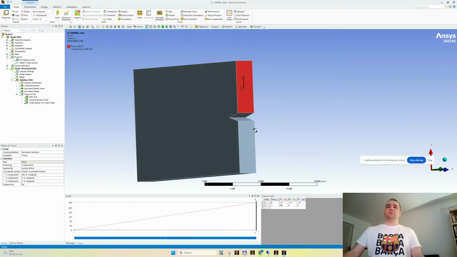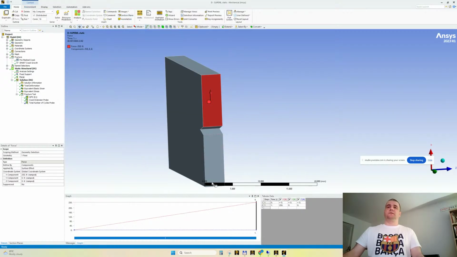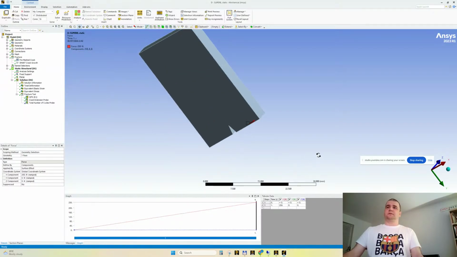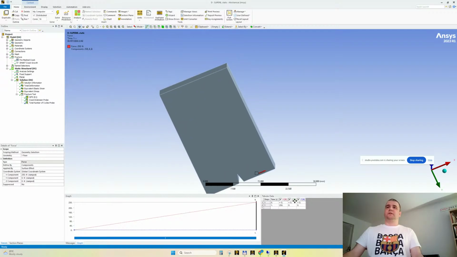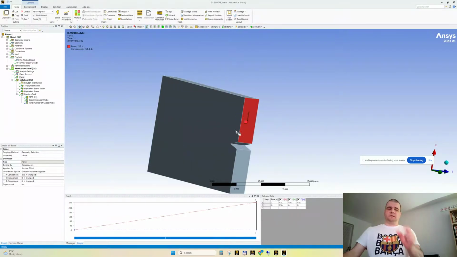geometry, look how small the geometry is. We have like a plate, 4 millimeter plate, yes, and it's 20 millimeter high or something, yes, so it's pretty small.